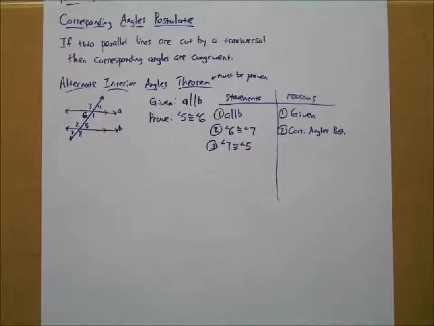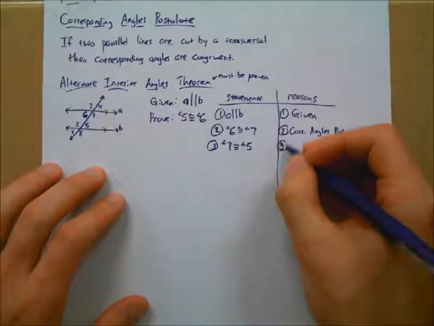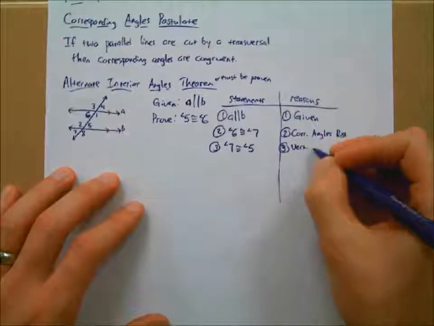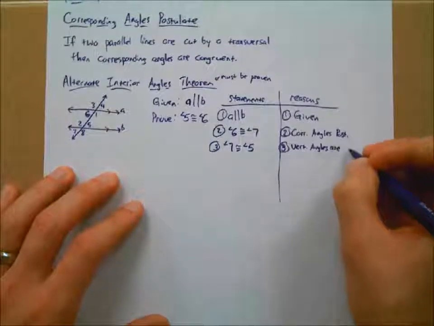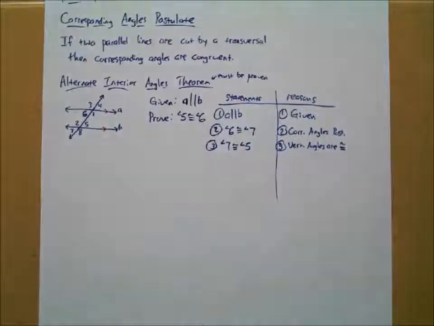According to the diagram there, why must angle 7 and angle 5 be congruent? Based on what, Luke? Yes, vertical angles. You can say definition of vertical angles. I'm just going to abbreviate again: vertical angles are congruent. They're vertical angles, so I just said vertical angles are congruent. That's fine. You can say definition of vertical angles. That's okay too.